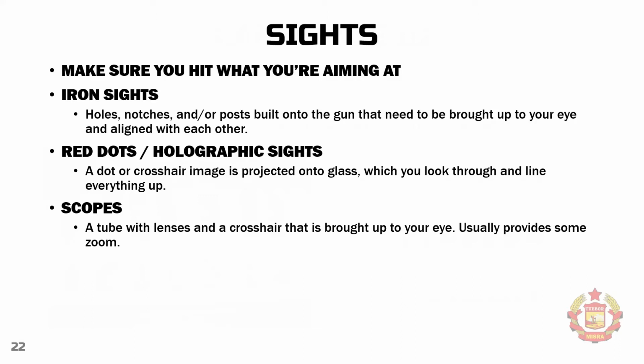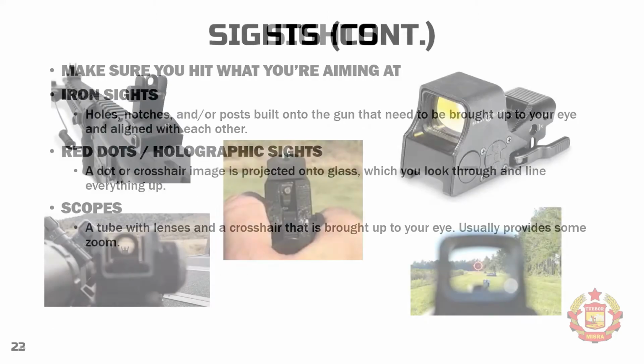Next, we have red dots and holographic sights. These will usually display a dot or a crosshair that's projected onto some glass that you can look through and line everything up. They are not always red. I've heard that a lot of people can use blue as well if red is hard to see. Green is also a common choice. And then we have scopes. So scopes are normally magnified. It's a tube with lenses and a crosshair that you, again, bring up to your eye. And yeah, usually it's magnified.